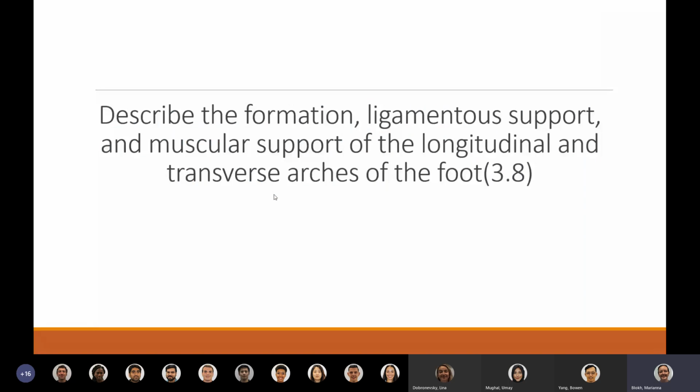All right, so next bullet point. Describe the formation, ligamentous support, and muscular support of the longitudinal and transverse arches of the foot. That is something that should have come together when you discussed the different types of muscles involved. We learned about the formation of these arches. We're going to talk about ligamentous support in detail, but let's just briefly discuss it.